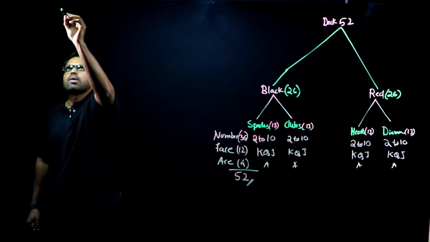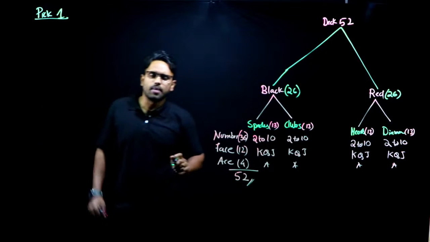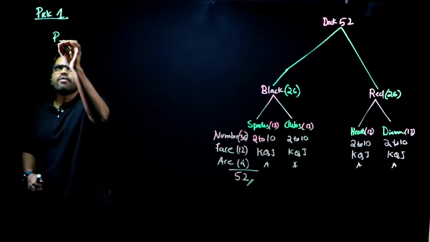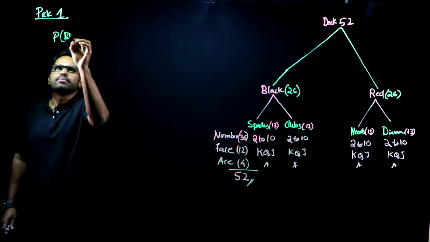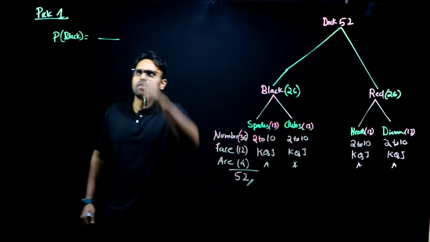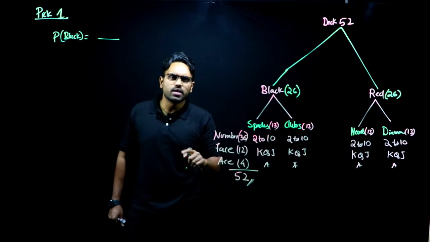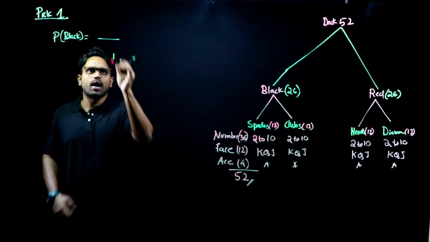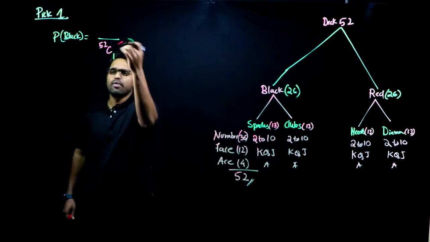Basic questions that we come across is picking one card. Let's say I'm picking one card out of the deck. What is the probability of getting a black card? What is probability? It is nothing but favorable cases upon total number of cases. Total number of cases when I'm picking one card is how much? How many ways can you select one card out of total of 52 cards? You can do it in 52 ways.